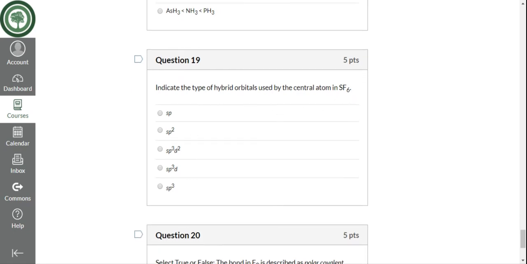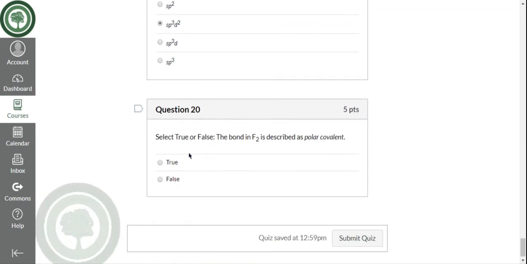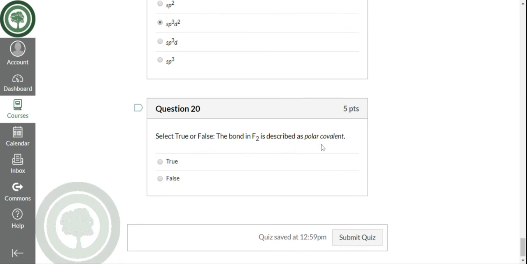With 6 bonds, you need 6 hybrid orbitals. So sp3d2. And finally, this bond is polar covalent. That's a big negative, because if it's bonded to itself, it's nonpolar.